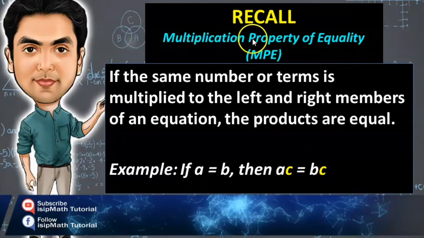And we have also multiplication property of equality. If the same number of terms is multiplied to the left and right members of an equation, the products are equal. For example, meron tayong equation na a equal to b, tapos gusto kong mag-multiply ng c kay a, so dapat mag-multiply din ako ng c kay b. So magiging ganito, a times c equal to b times c.